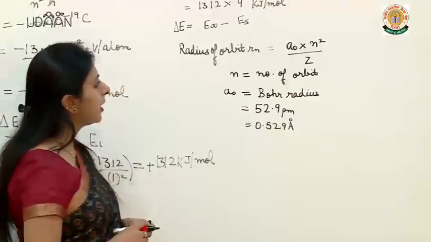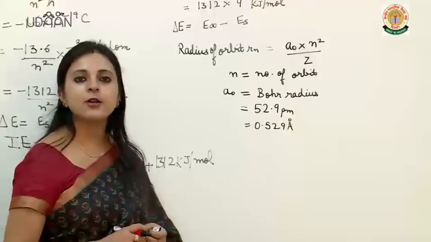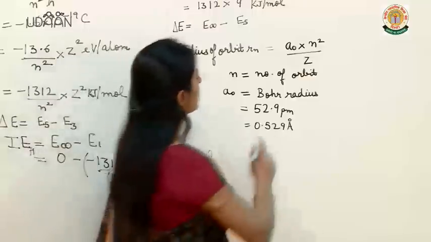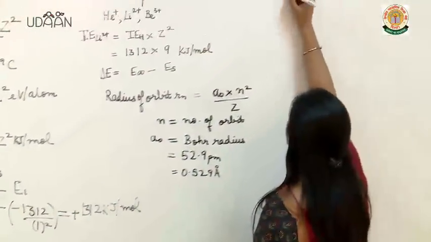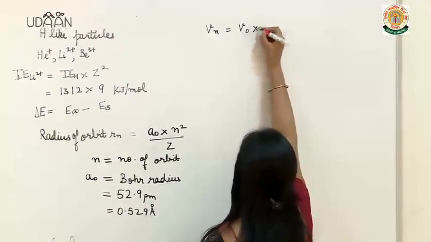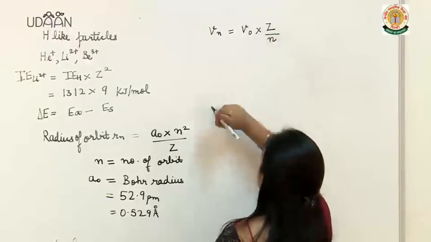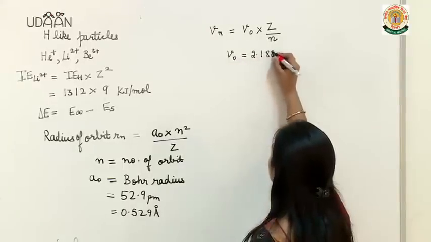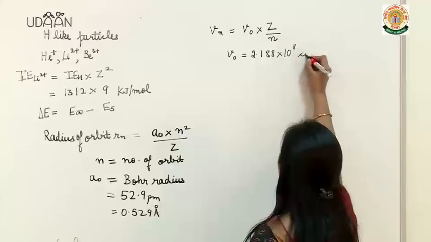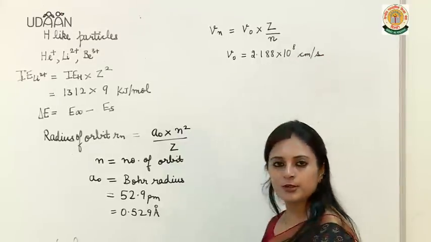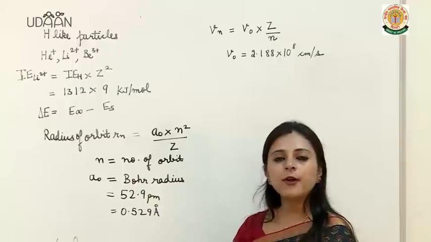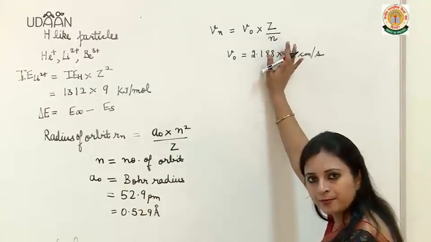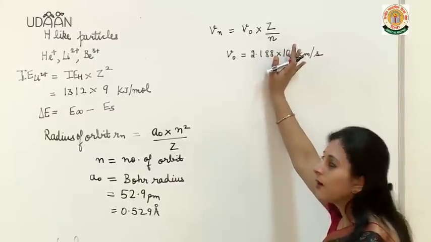Now, if we want to find out the velocity of an electron in a particular orbit, again we have another formula. Vn is equal to V naught into Z upon n. Again, what is V naught? The value is fixed, it is the velocity of the electron in the first orbit. So, whatever you have to find out, you will substitute the value of Z, the value of n and you will find out the answer.